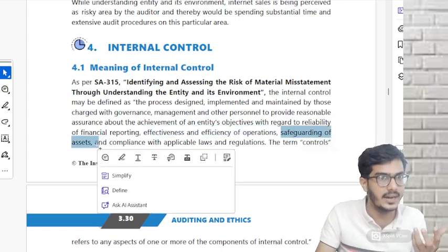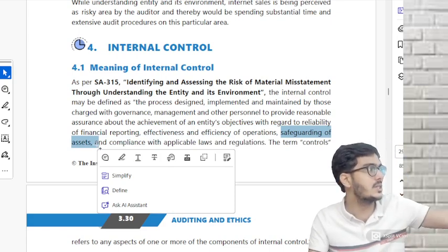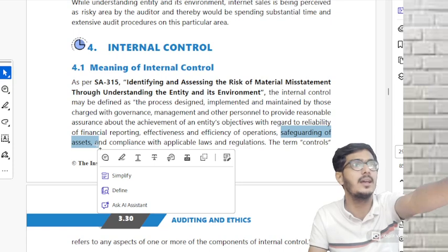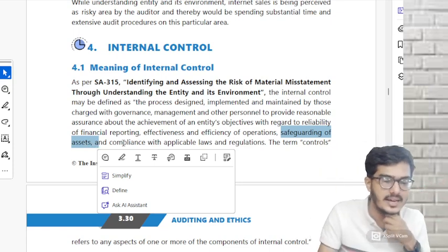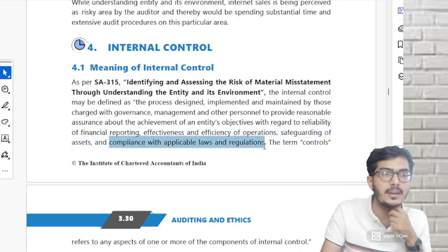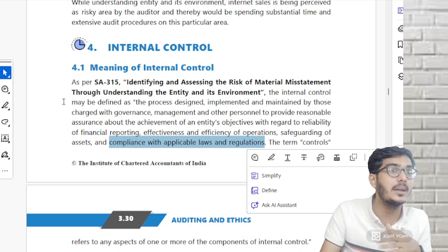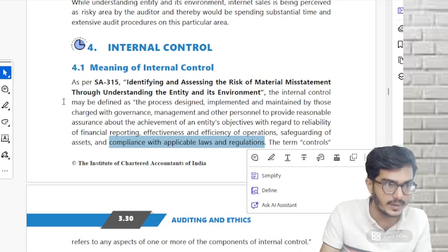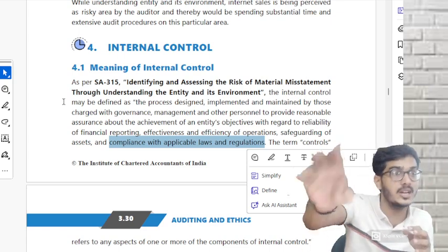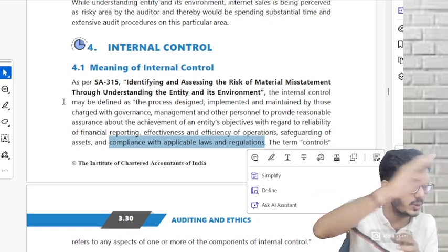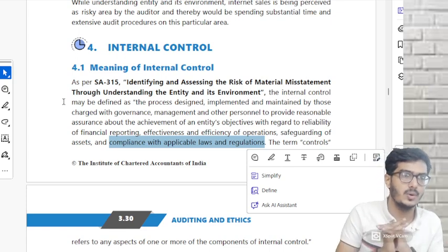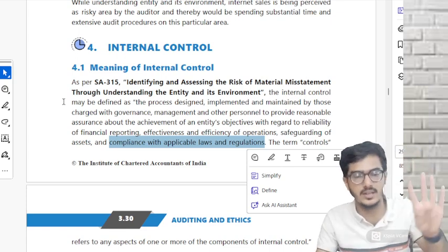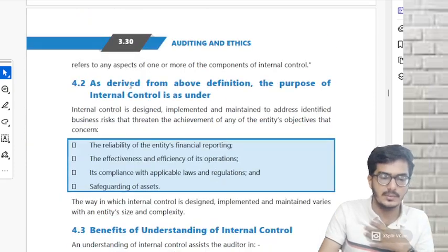Safeguarding of assets. I told you, no, they must have proper lockers. For example, that door key, they have a lock. Why? Because there are inventories in there. So please have proper safeguarding of assets. And the last one, compliance with applicable laws and regulations. There are multiple laws and regulations applicable to a company. They have given separate roles and responsibilities to various employees in the company. You are supposed to check this. These are also called internal controls. Understood? There are 4 objectives. These are those 4 objectives.